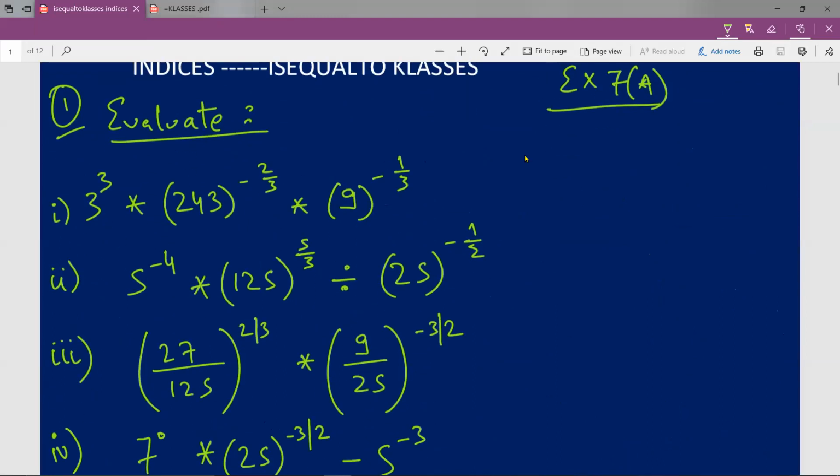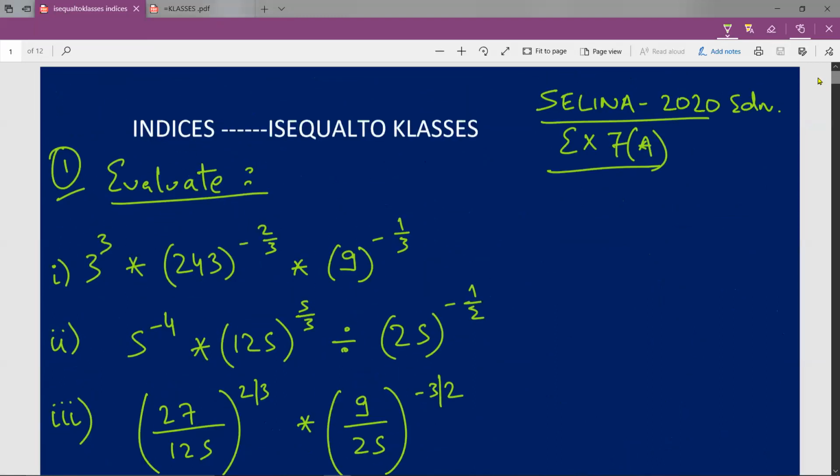In this part, we'll be doing only the questions. These questions are taken from Selena textbook. This textbook is for ICSE board class 9 students. The exercise is exercise 7A. But even if you are from some other board and you are interested in revising indices, this lecture will be good for you. Okay, let's start.